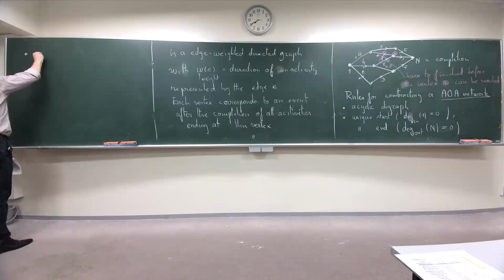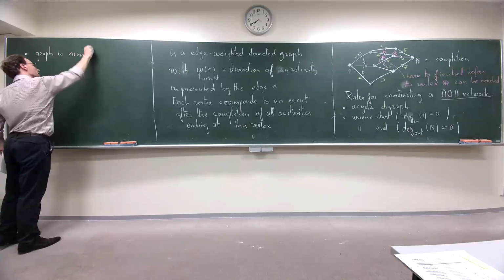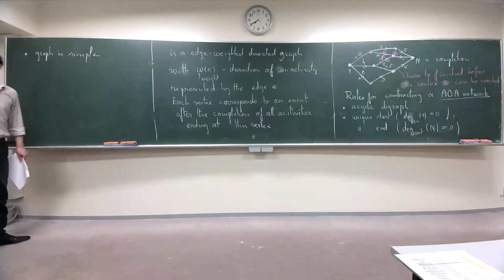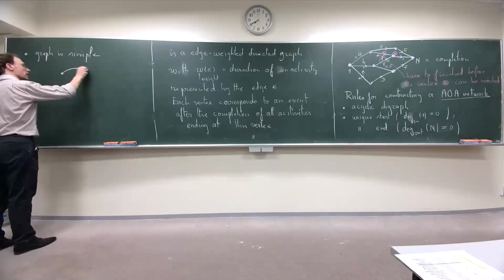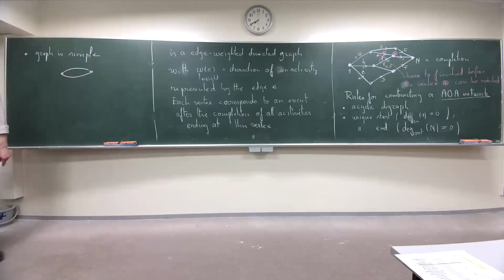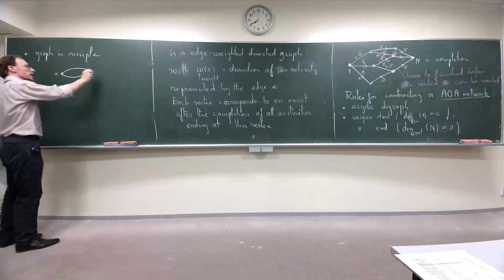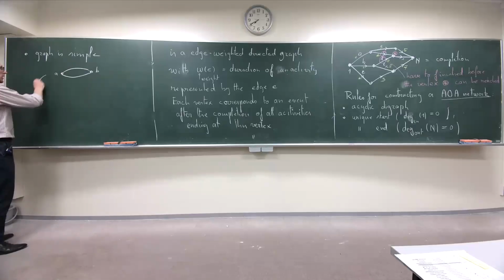The graph is simple. What does it mean? It means I cannot accept that two activities are taking place at the same time from A to B. But of course, this happens quite often. You have to do one thing and another thing at the same time. So how do you deal with this situation?